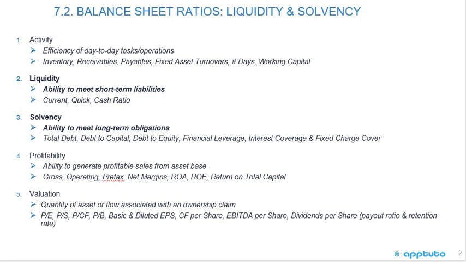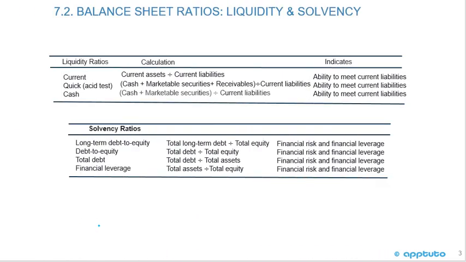Liquidity ratios measure the ability to meet short-term liabilities, and some of the liquidity ratios are the current ratio, the quick ratio, and the cash ratio. Solvency ratios measure the ability to meet long-term obligations, and the solvency ratios are total debt, debt to capital, debt to equity, financial leverage, interest coverage, and fixed charge coverage. Balance sheet ratios, liquidity, and solvency.